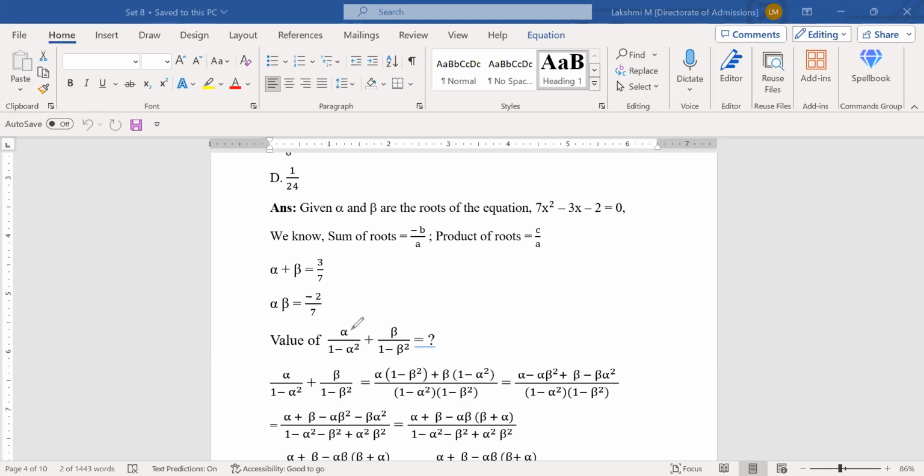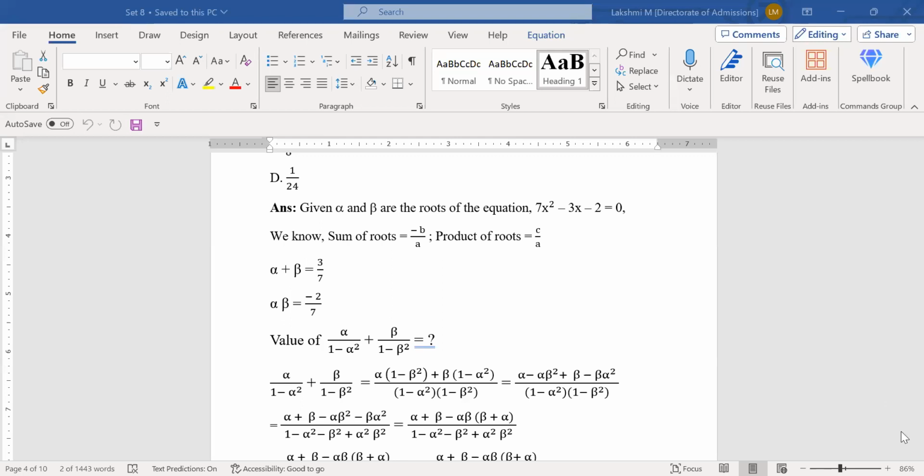Now, you could just simplify this. How? Alpha into 1 minus beta square plus beta into 1 minus alpha square, divided by 1 minus alpha square into 1 minus beta square. So, this is alpha minus alpha beta square plus beta minus beta alpha square, divided by 1 minus alpha square into 1 minus beta square.